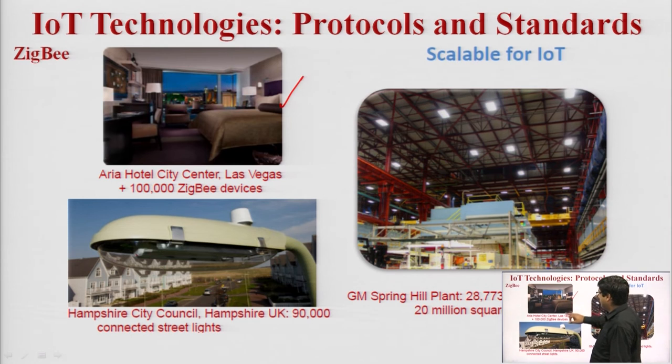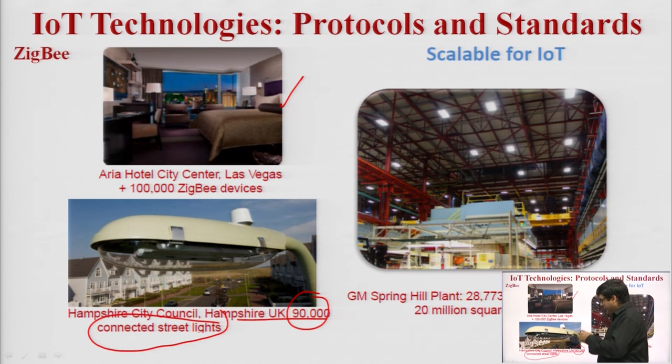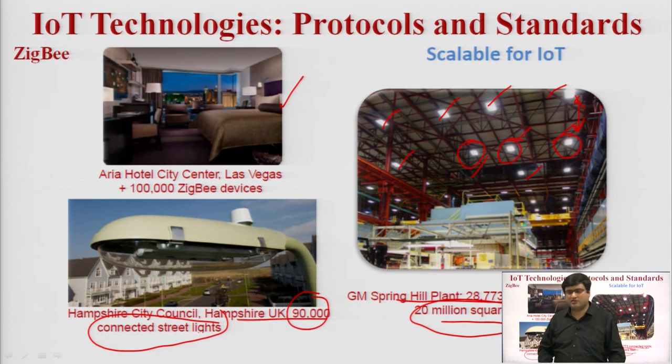In an area of hotels and city center in Las Vegas, we have a deployment of 1 lakh Zigbee devices. We are controlling the apartment lights and the smart park through Zigbee devices. Another example is Hampshire City Council, Hampshire, UK, where we have a deployment of 90,000 connected street lights controlled through our Zigbee devices. In the GM Spring Hill plant, there are 28,773 connected lights over a 20 million square feet range. These lights are Zigbee based, activated through Zigbee. So we are using the concept of smart IoT through the deployment of Zigbee devices.